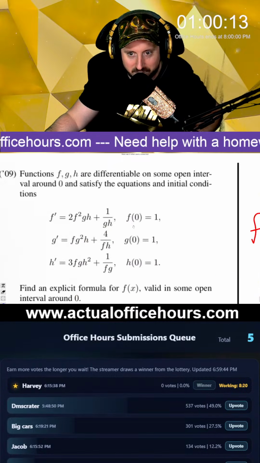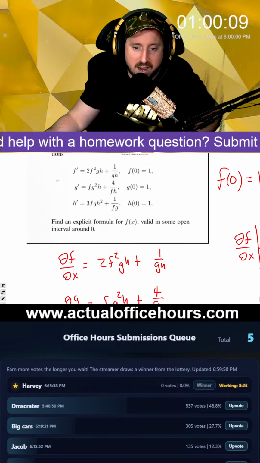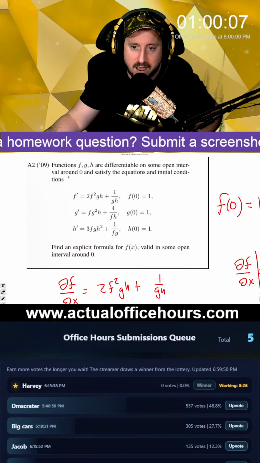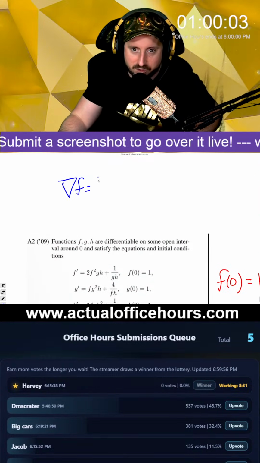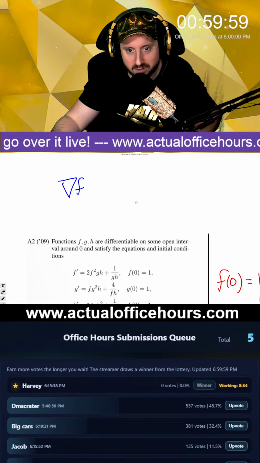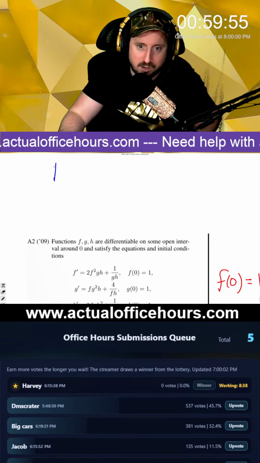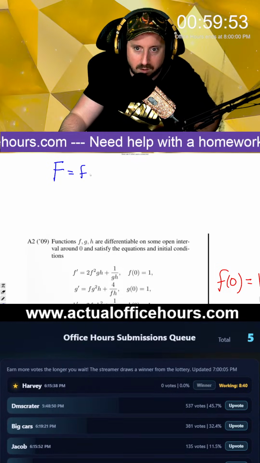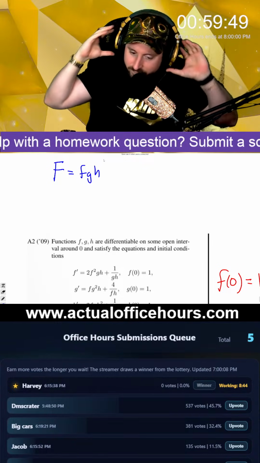I'm getting wrecked by, I think this is PDEs. Alright, again, I wanted this to kind of happen. I wanted some grad F equals F. That's what I want. I want this to happen. Shush says, let's consider that F is equal to little f gh. Right?